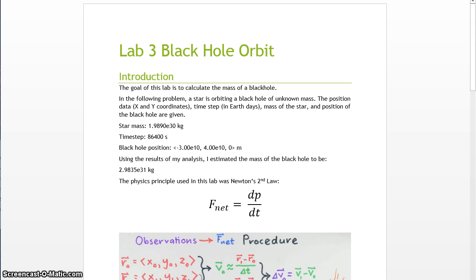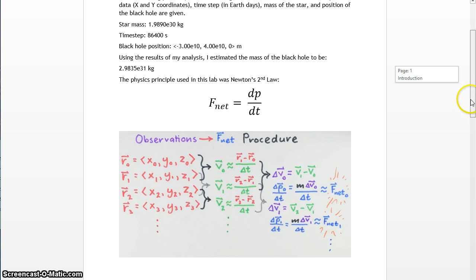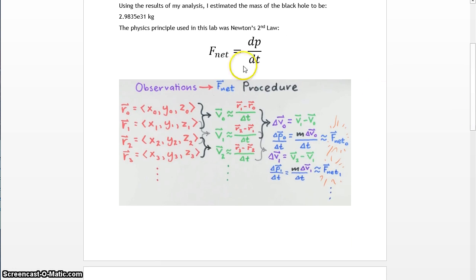I used VPython code and Newton's second law to calculate the mass of the black hole. The physics principle used was Fnet equals dp over dt, because you need Fnet in order to find the mass of the black hole, which we will get into later. But for now, we will figure out how to calculate Fnet.